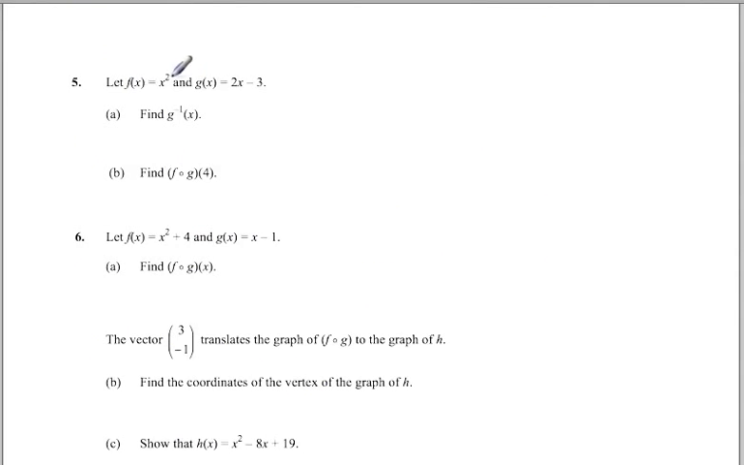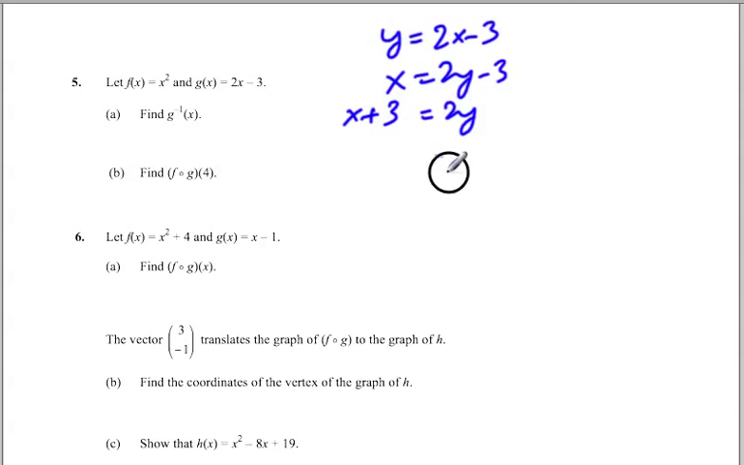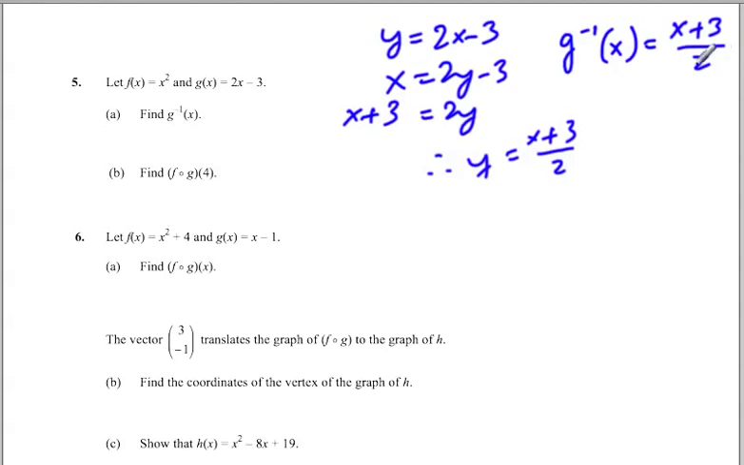All right, number 5. Let f of x equals x squared, let g of x equals 2x minus 3. Find g inverse. That's straightforward. y is equal to 2x minus 3. We switch x and y, so x equals 2y minus 3. It becomes x plus 3 is equal to 2y, and therefore y is equal to (x plus 3) divided by 2. So finally, it's not f inverse but g inverse this time: g inverse of x is equal to (x plus 3) divided by 2, because they asked for g inverse. Okay, so that's that one.